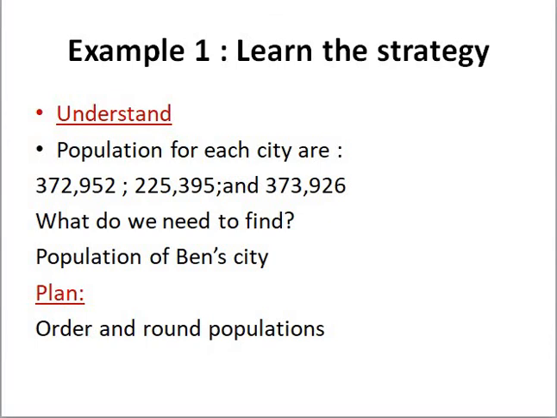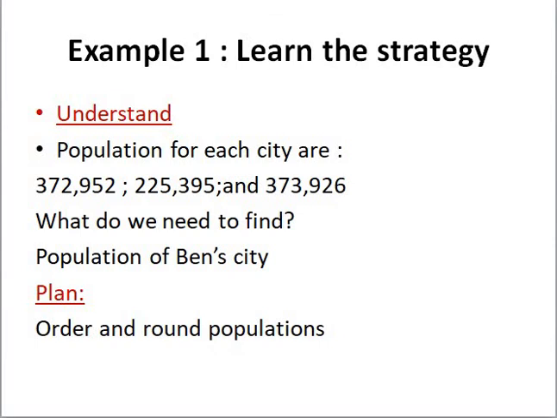So under the step understand, what do you understand? They give us the population of more than one city, and they also give us some clues in a box next to the question. They say, for example, that a city has the least population, and if you round to the nearest 1,000, the population of Kelly's city is something. So this information helps us to find out the answer.